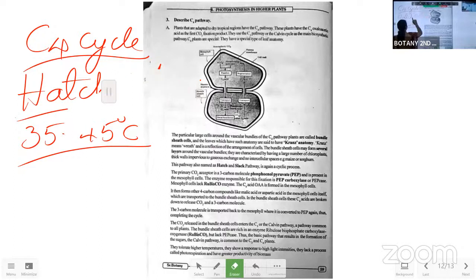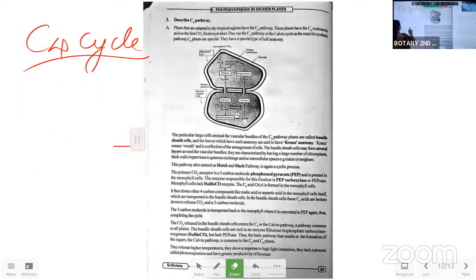Here we should not write all the differences we learned in the previous question, the C3 and C4 differences. If you write that part, you will get only half a mark, because here we are talking about the cycle. You need to mention the steps present in the cycle, not the plant characteristic features we discussed in the previous answer.